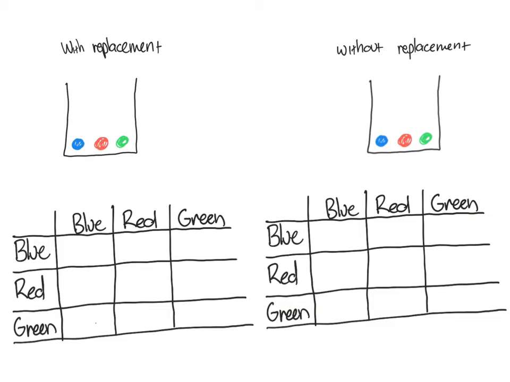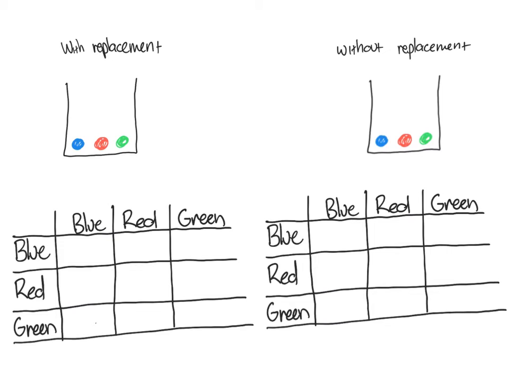So we can show these kinds of situations using tables as well. This table is going to represent 2 steps to this experiment. The first step will be shown by these colours here, and the second step will be the one across the top. Now we're going to do this with replacement and we're going to do it without replacement. So let's whip through this one first.